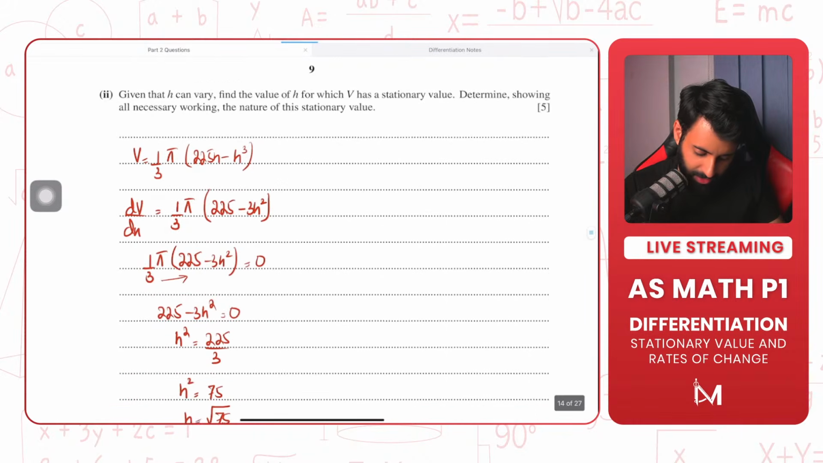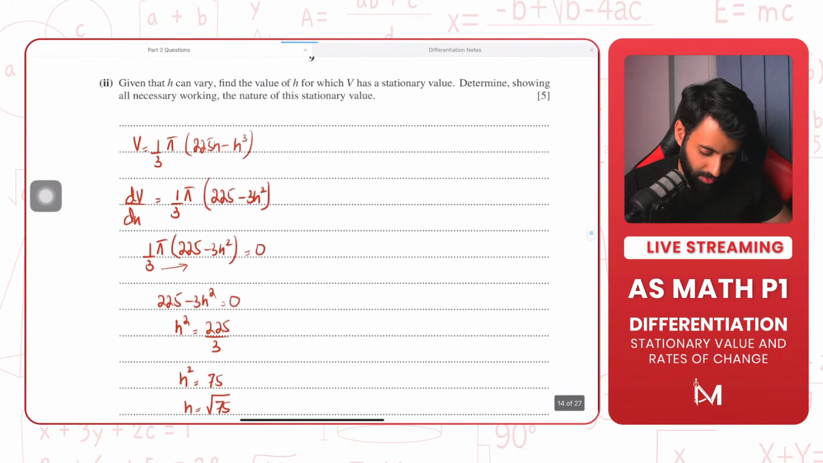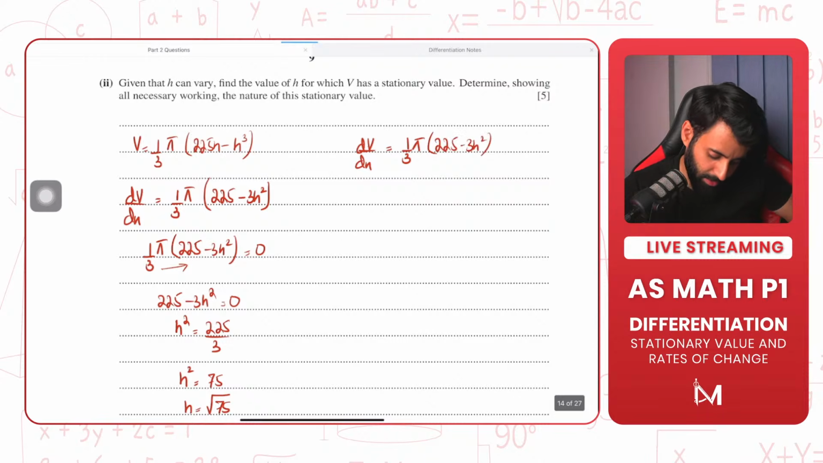Okay, then it says determine the nature of this stationary value. So how do we determine the nature of this stationary value? We have dV/dh, which is equal to 1 upon 3π into (225 minus 3h²). Now we will double differentiate this, which means d²V/dh².